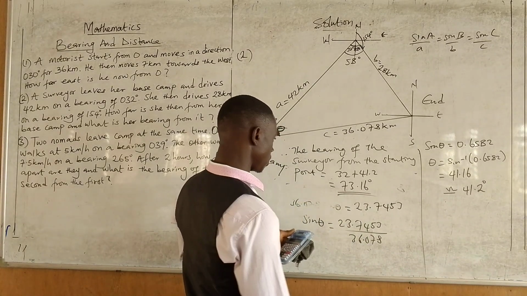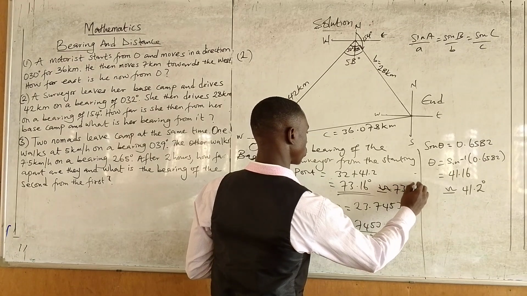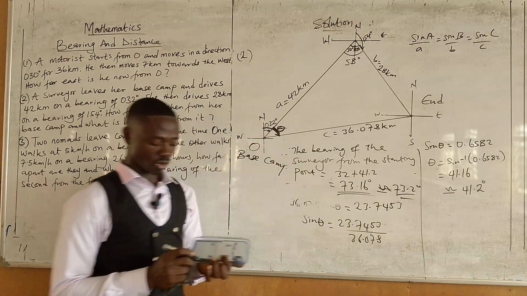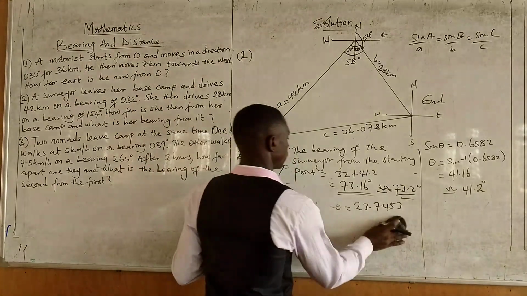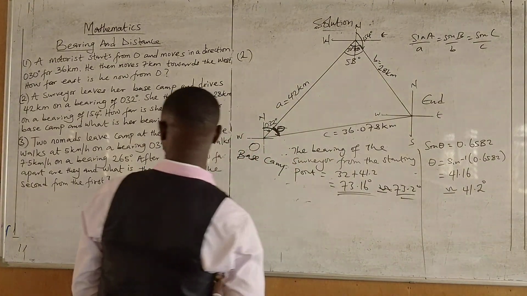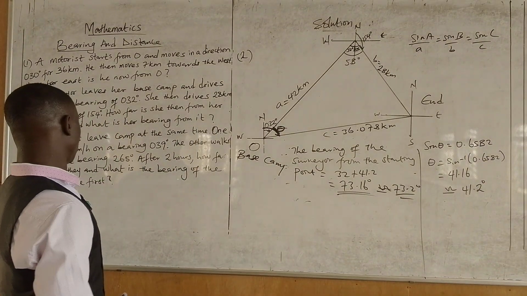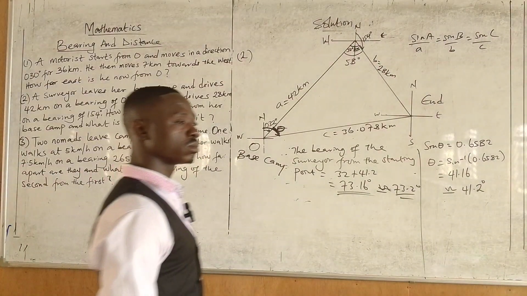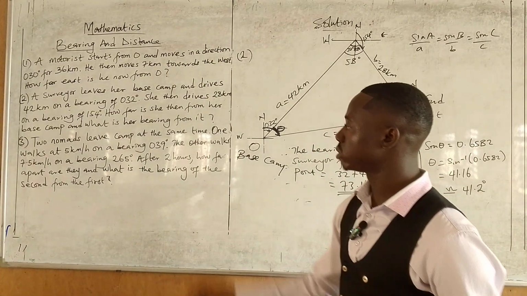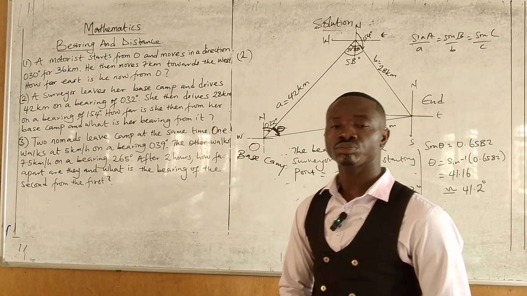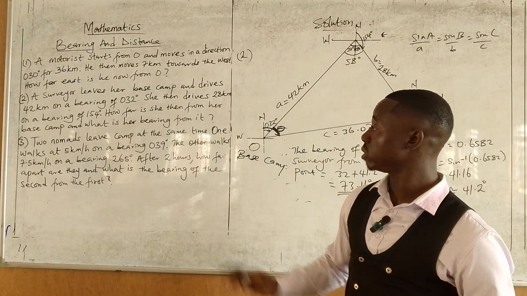Okay. Approximately 73.2 degree. So 73.2 degree is the answer. All right. Now the last one. Let me give you the last one as the assignment. You can drop the answer in the comment section. But let me just give you a hint.